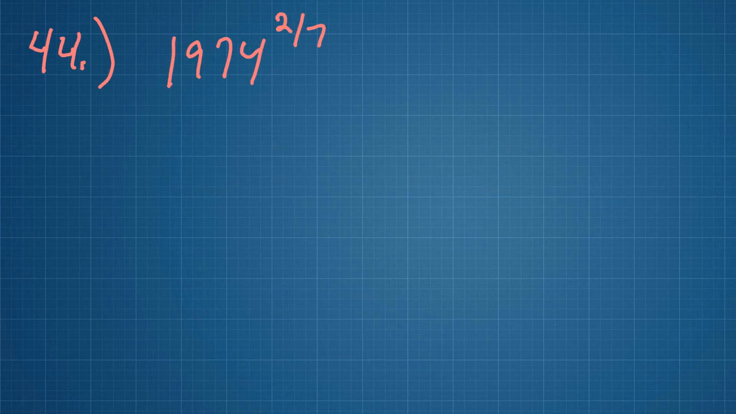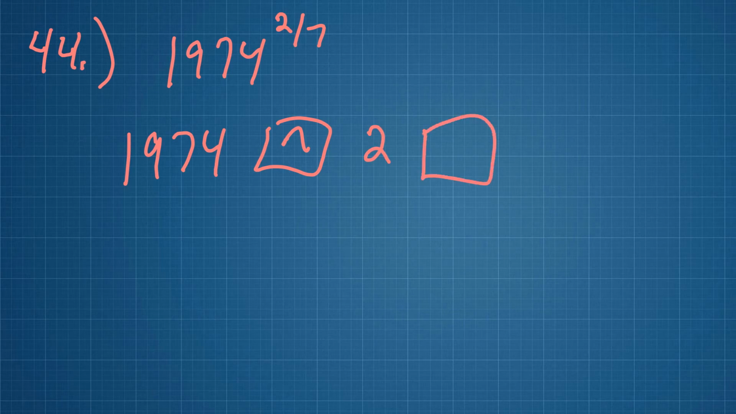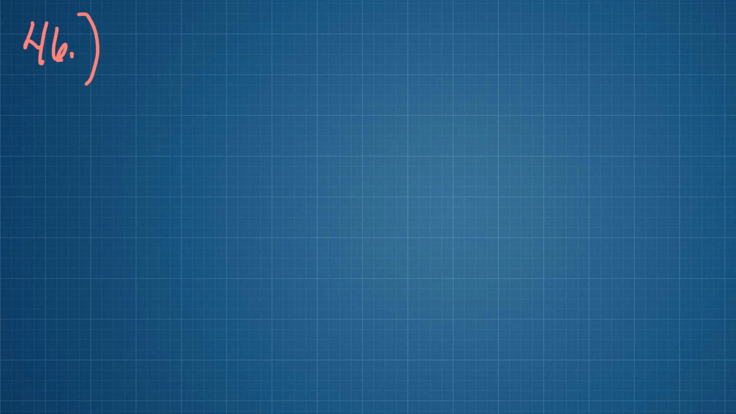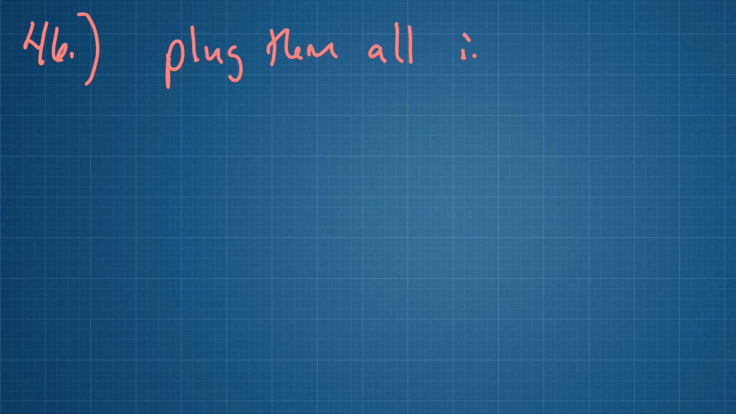Alright, in 44, we have 1,974 to the 2/7. So you're just going to type in 1974, hit the caret button, 2, then you get the ABC button, 7, hit the equals button, you're going to get 8.74. That's it. 46, you're going to plug them all in. You're going to find out B is the greatest.